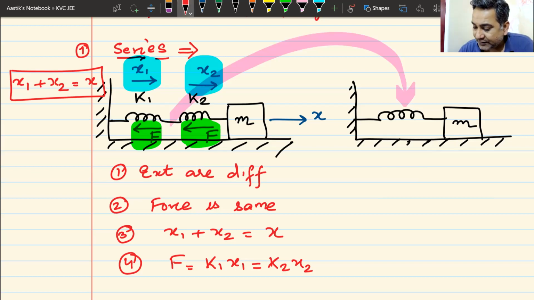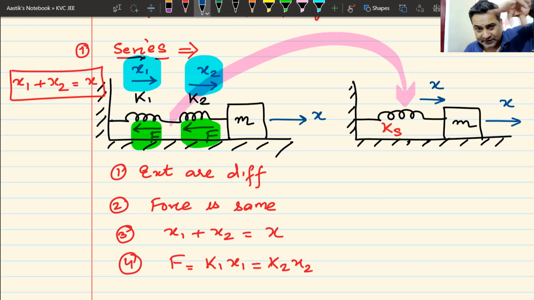Now the single spring has a spring constant Ks. Let me call it Ks, S standing for series. Now I have extended this by an amount x. This spring will also extend by an amount x. Do we understand this? Instead of two springs, now I have one spring. So if I extend the block by x, the spring also gets extended by x. Yes or no?